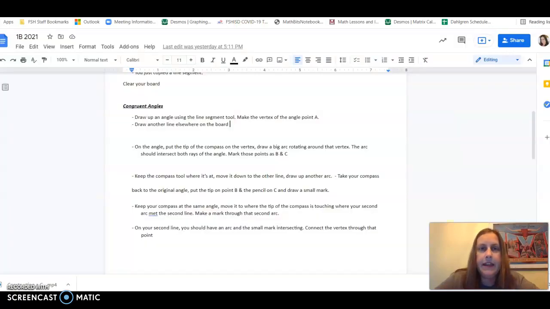Okay? The next step says, on the angle, put the tip of the compass on the vertex, draw a big arc rotating it around that vertex. The arc should intersect both rays of the angle. Mark those points as B and C.